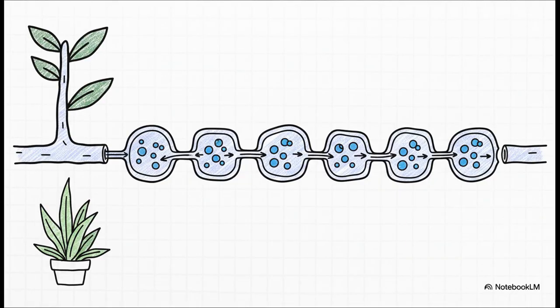And then you've got the symplast pathway. This one is the total opposite. It's the living route. Here, water actually goes inside the cell, moves through the cytoplasm, and then passes directly into the next cell through these tiny little channels. The best way to think about it is like walking through connected rooms in a house. You're actually inside, moving through the living space.